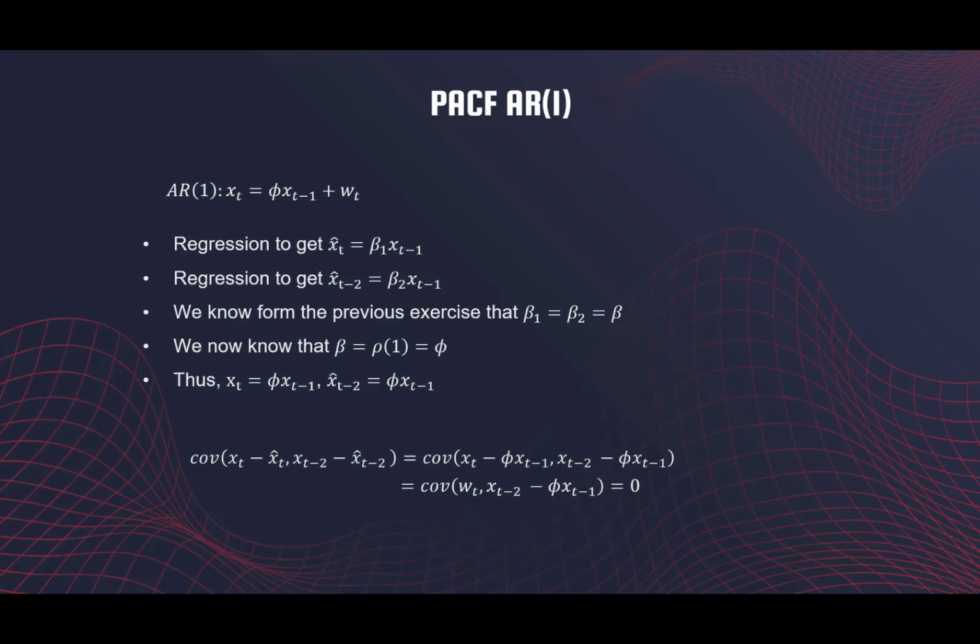So basically, w_t is independent of, or uncorrelated with, x_{t-2} minus phi x_{t-1}. You have to think a little bit about this, right? Think about the causality of AR processes, or if you simply plug in, x_{t-2} will be phi x_{t-3} plus w_{t-2}, right? And this is uncorrelated. So anyways, we get that the covariance is 0, therefore the correlation is 0.